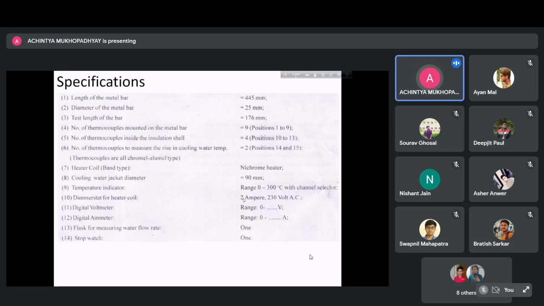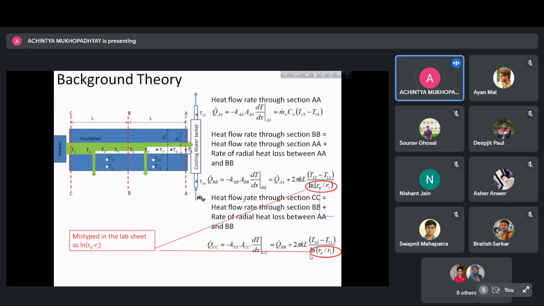And because we have to measure the flow rate of the cooling water, we have to have a graduated flask for measuring the flow rate, and a stopwatch. In a given time, you will collect the water for a given period of time, and then the graduated flask will tell you how much volume of water has been collected. So that's how you know the volume flow rate of water, from which you can get the mass flow rate of water.